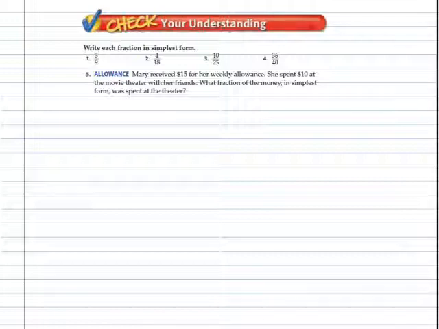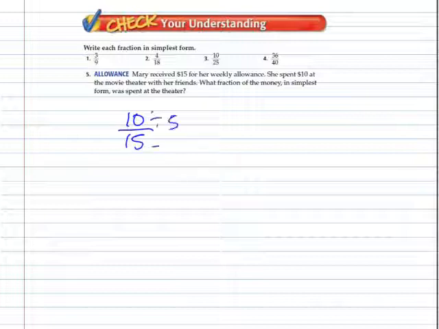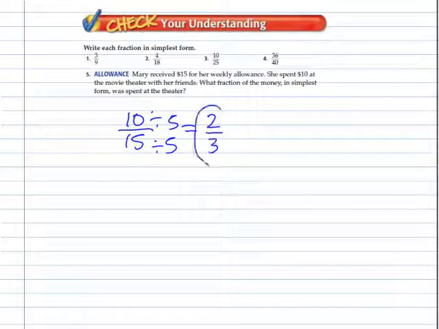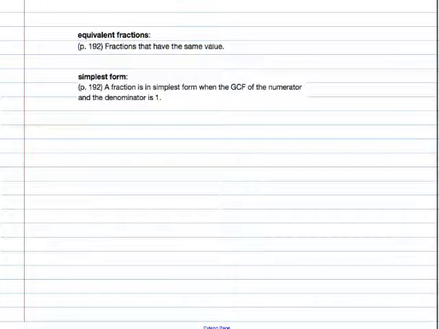Mary received $15 for her weekly allowance. She spent $10 at a movie theater with her friends. What fraction of the money in simplest form was spent at the theater? 10 over 15. Both numbers end in 0 or 5, so both have 5 as a factor. I divide both by 5 and I get 2/3, which is the fraction 10/15 in simplest form.